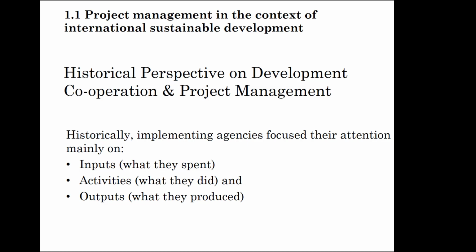While information about inputs, activities, and outputs is of course important, it did not tell implementers or development agencies whether or not they were making progress in addressing the development issues they had identified at the beginning. Issues like food security, water security, energy security, and, at the end, poverty reduction. So these issues were not being addressed in an effective way.